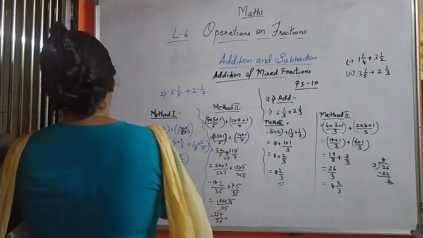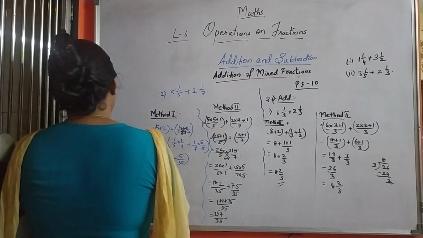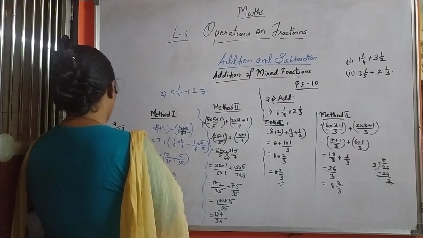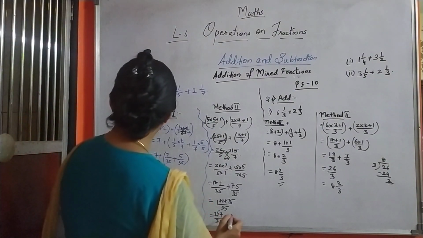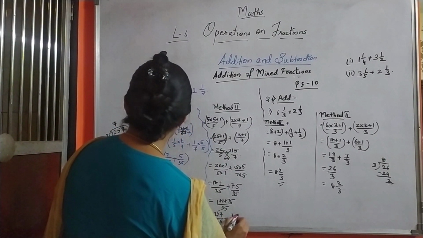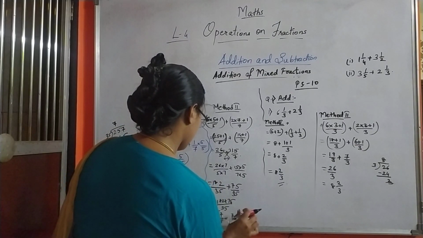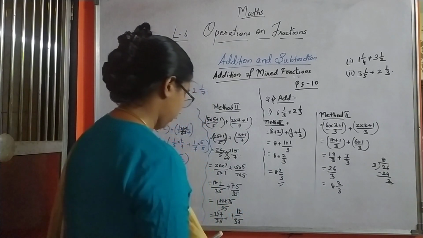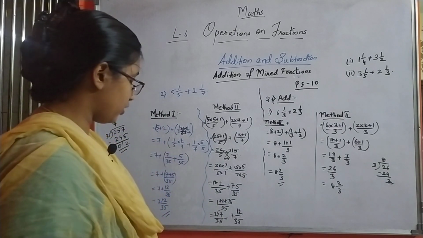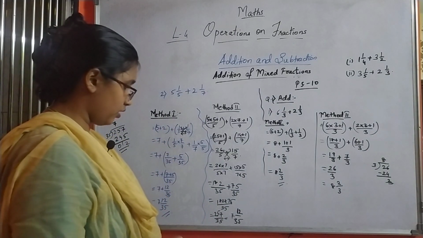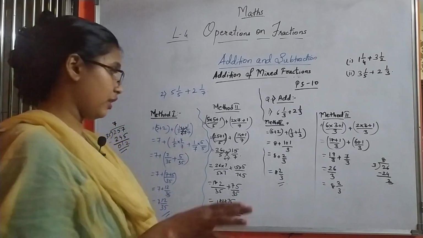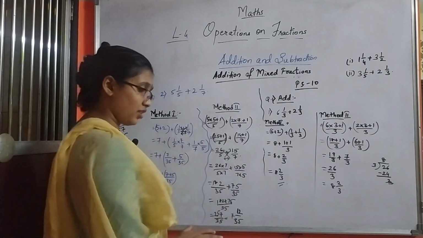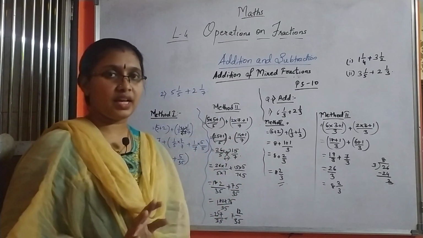Now 35 7s are 245. When I subtract it, I get 12. So how will I write it? I will write it as 7, 12 upon 35. I guess you all understood the concept, how to write it and how to convert it. You may get such bigger numbers, but still you have to divide and get the answers. It's not compulsory that you have to go by the second method. You can take up any method as you wish.